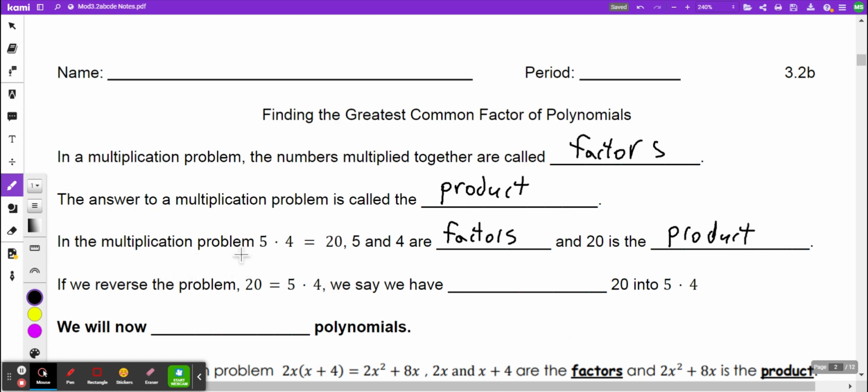All right, well, if we reverse the product, 20 is equal to 5 times 4, we can say that we have factored 20 into 5 times 4. We have broken it up. That's pretty much what it is. Factoring is breaking something up. So we're going to break up some polynomials. Break it up. All right, well, let's continue.